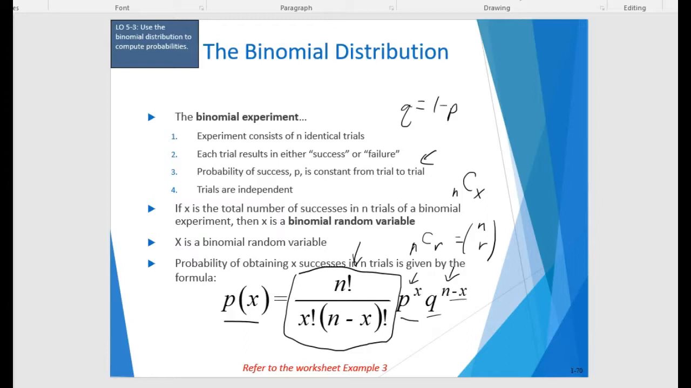And then the number of combinations that those can occur, which is that choose formula, the big choose formula here. Okay, so that's how we'll see that.